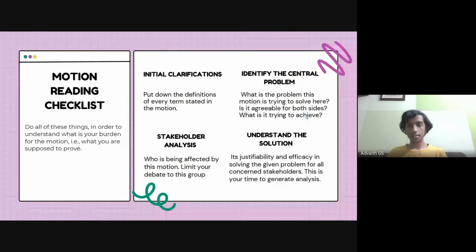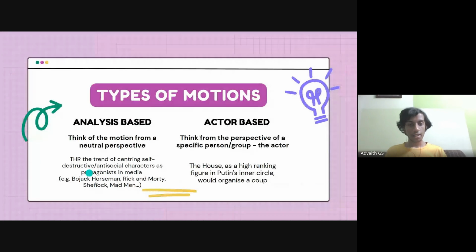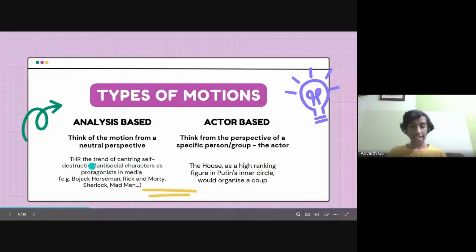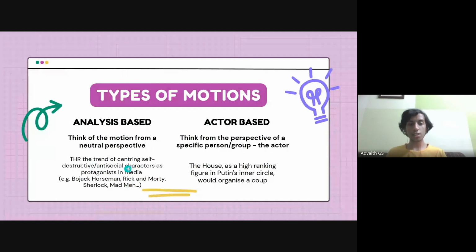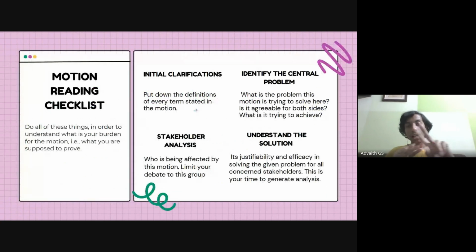Right, moving on. So when you say something like centering, self-destructive, antisocial characters, you have to know what that means. You have to make sure you completely understand. Very often when you read a motion, you don't understand it, but when you think about it, you should be able to understand what every single word means, and that is the first step in tackling a motion, right? That first step.